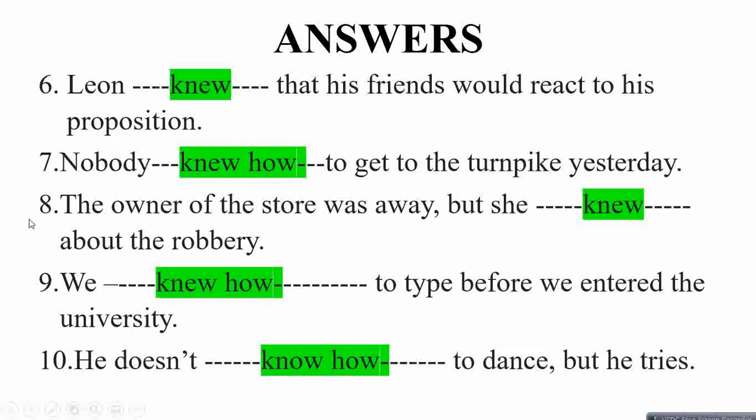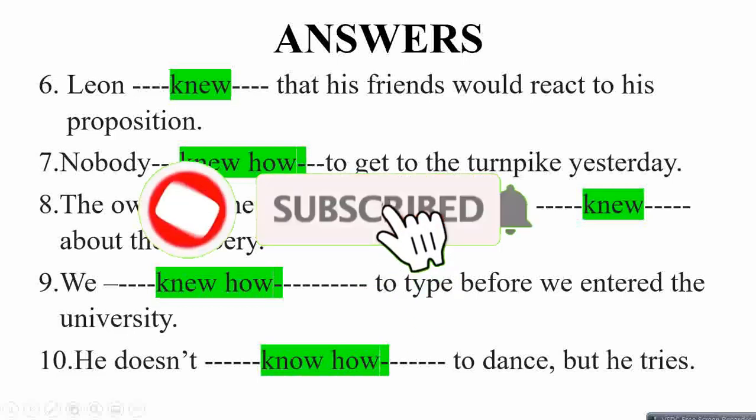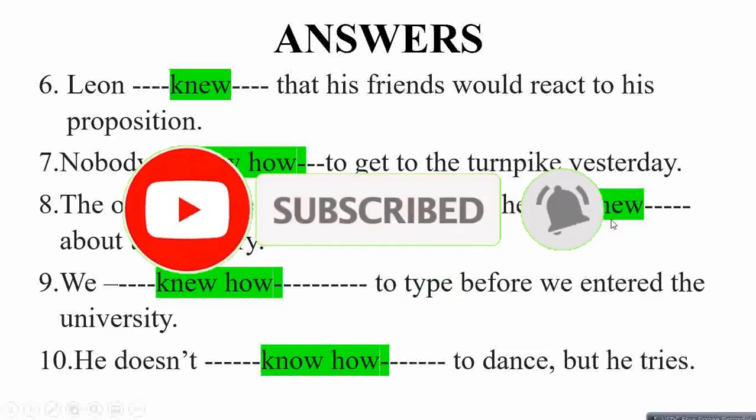Question 8. The owner of the store was away but she knew about the robbery. This is a prepositional phrase. As a result only know will come here, and since it is about the past you have to mention it as knew in your verb form.